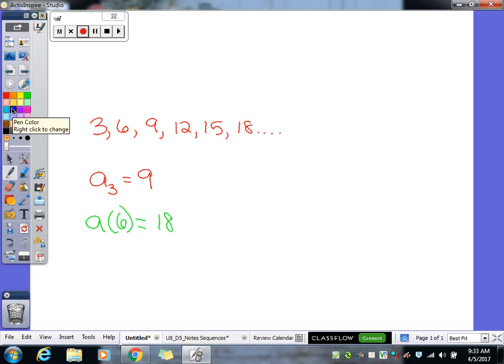What if I asked you, so this is asking, what term is 12? A sub n equals 12. They want to know what n is. N would be 4. Good. Because 12 is your first, second, third, fourth term. So n is 4. N just means what term am I looking at. Okay?